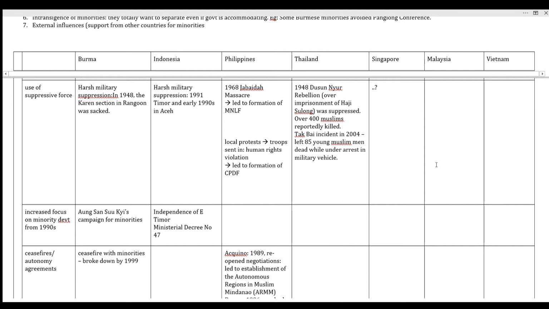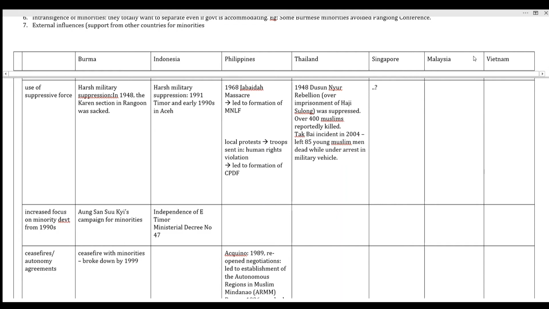In Indonesia, we have suppression in Timor and in Aceh. And this is usually in response to a protest or something like that. When that happens, it only serves to escalate tensions further unless they really manage to completely suppress the whole thing altogether. But usually it's quite hard to do that, and it leads to even greater tensions, which is very problematic.